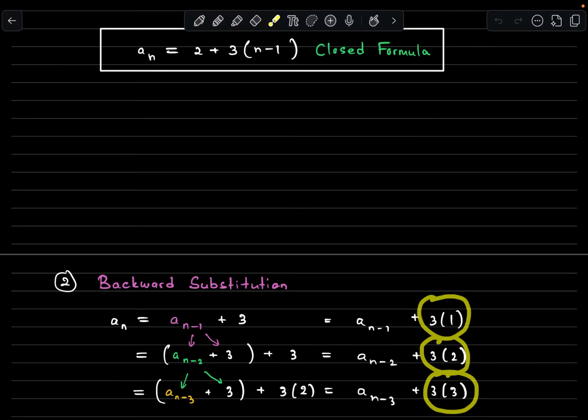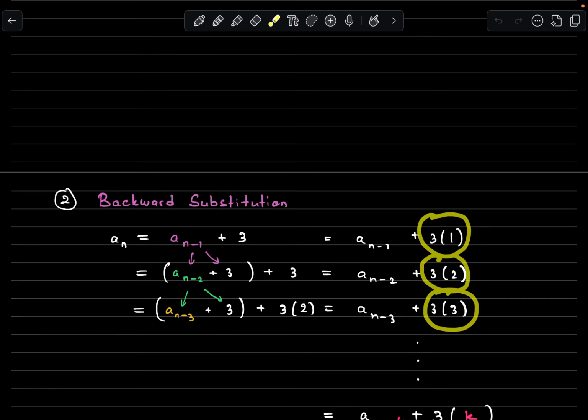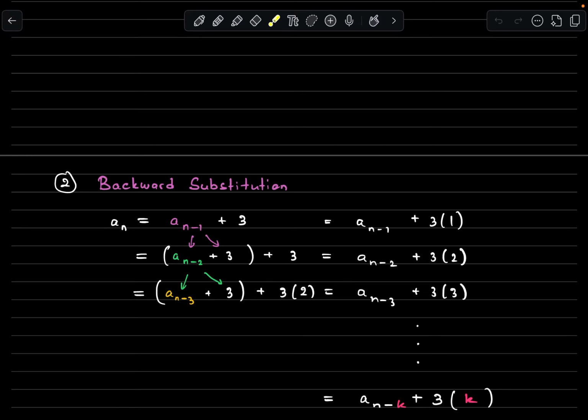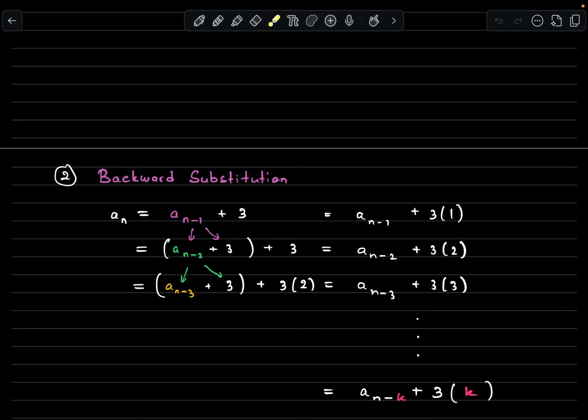Okay, keep an eye on those 3's, they're adding up. If we go back, I started with a sub n minus 1, right? I can keep going down this list, k times, with some other iterative variable k. It could be 50, it could be 100, it's just some general form. But I want to go back k times, and my formula is going to become a sub n minus k plus 3 times k. So however many times I went back, that's however many 3's I'm going to have, okay?